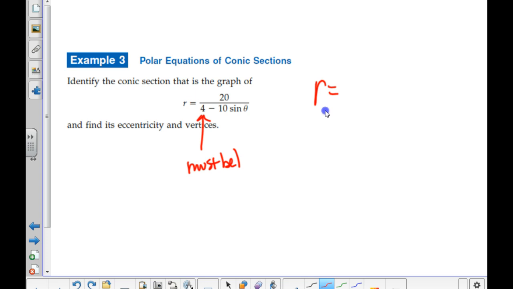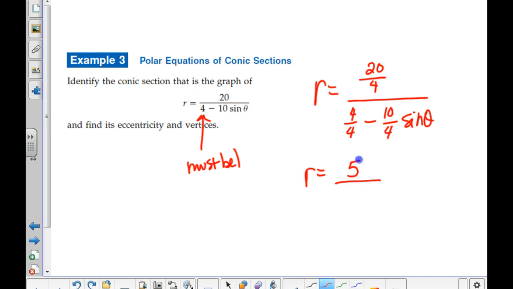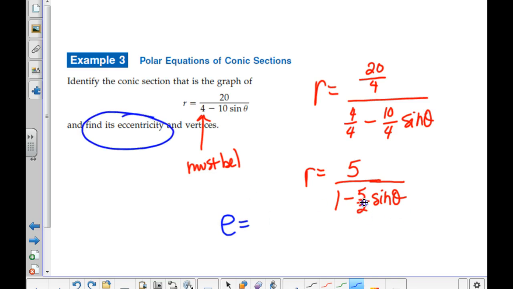We're just going to divide everything on the top and everything on the bottom by 4. So this will be 20 over 4. This will be 4 over 4 minus 10 over 4. The top will reduce to what? 5. And the bottom will become 1 minus 5 halves, or 2.5. 2.5 is fine. What did we just figure out? It said find its eccentricity. We found out the eccentricity is 5 halves, or 2.5.